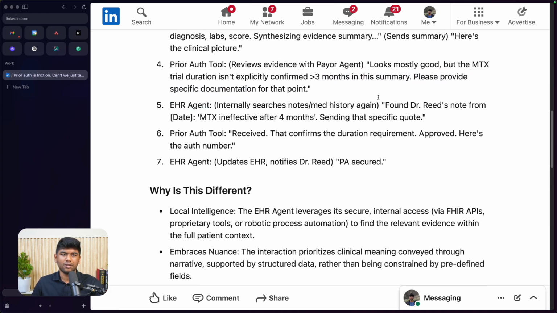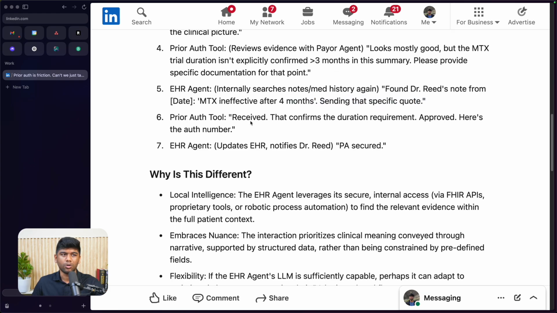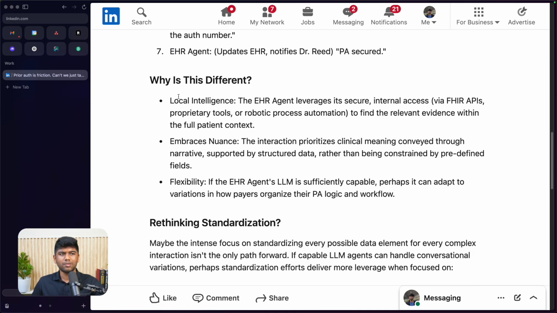The EHR agent, again, searches it internally, found all of this, MTX ineffective for 4 months, sending that specific quote. And the prior auth tool is saying, okay, received, that confirms the documentation required, approved, here's your number. The EHR agent updates this, says PA secured. So again, why is this different?